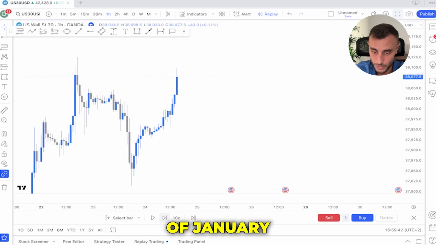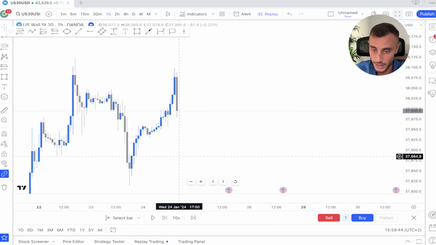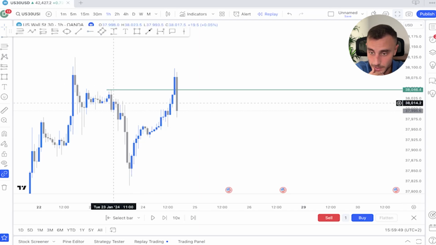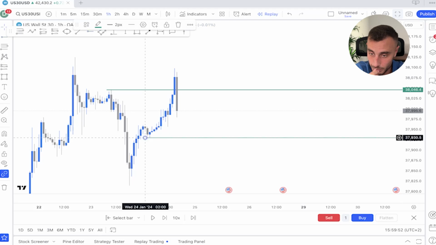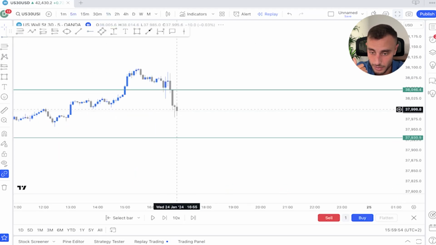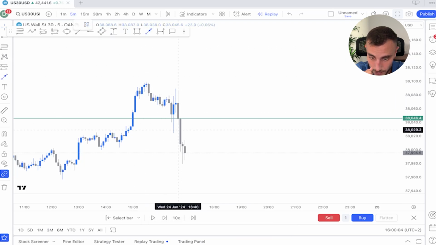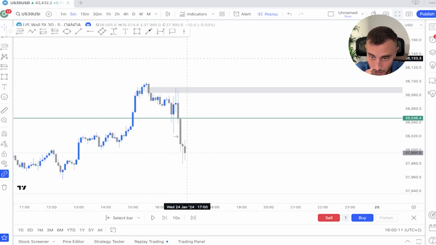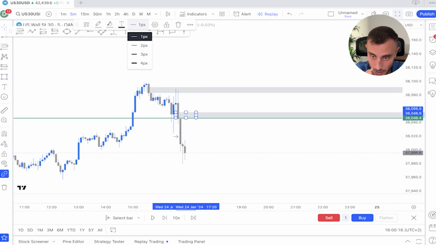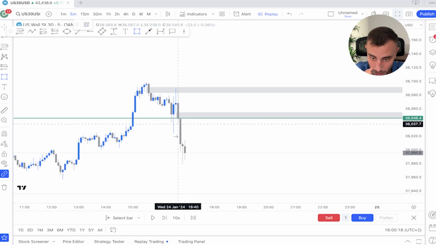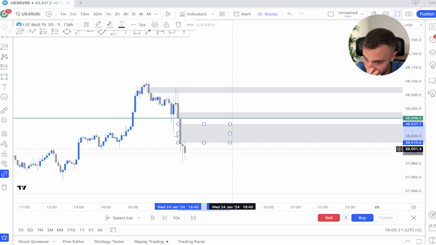To the 24th of January. Okay, so here we are. I would say that we had a liquidity level here and this one has been swept. Another one would be there, but it looks to me that it's pretty far. We have a shift right here. And now let's count the gaps. We have one fair value gap here that has been mitigated, another one right here that's unmitigated, and another one right here that was unmitigated.